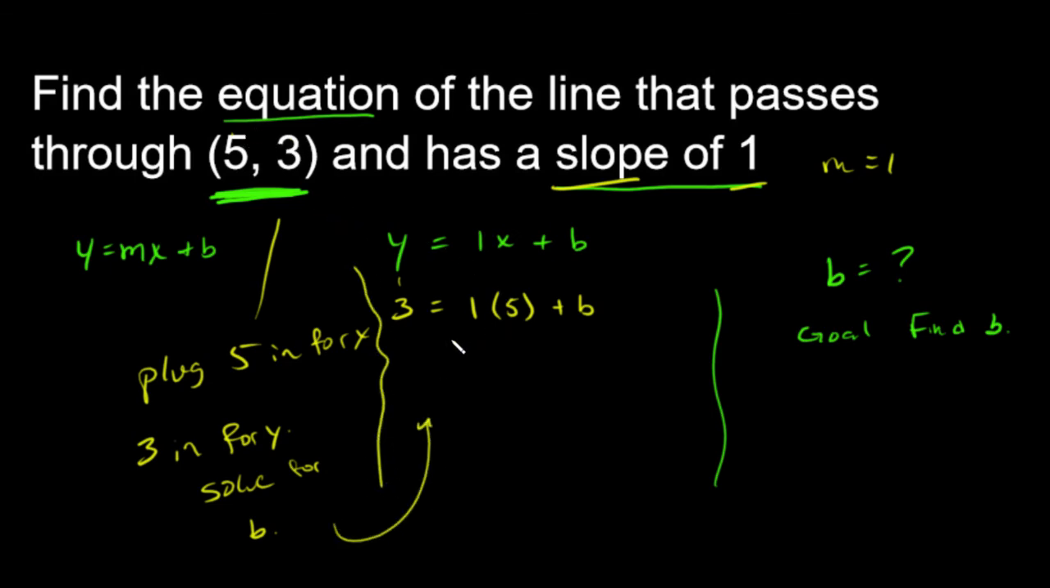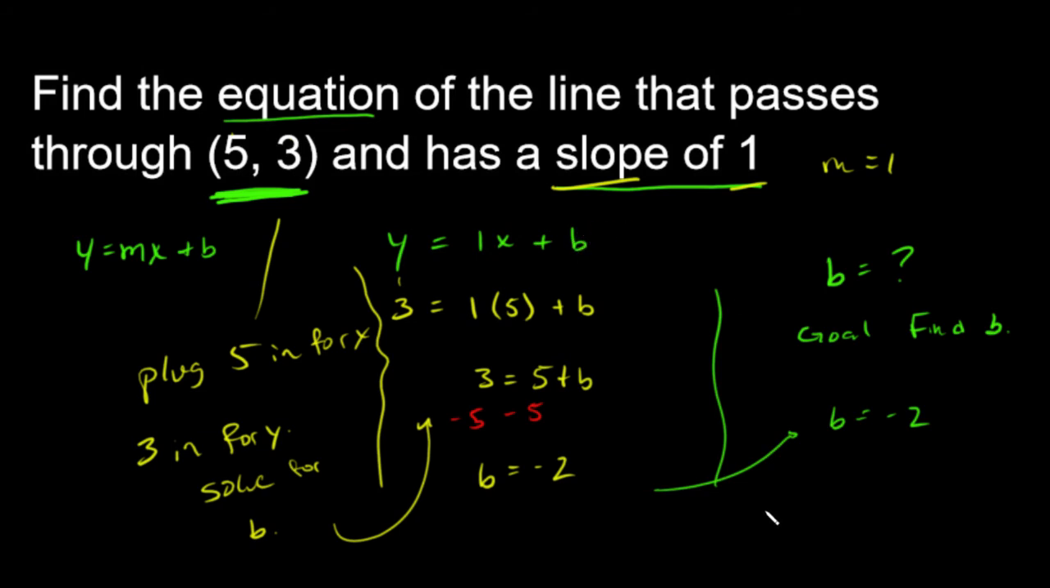Okay, so solve this equation for b. You get 3 equals 5 plus b, and then you subtract 5 from both sides, and you get that b equals -2, or -2 equals b. All right, so now we have found what b is, right? So because of this, b equals -2.